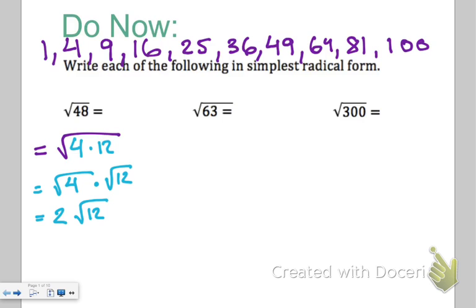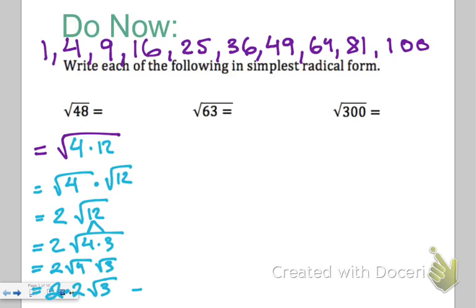So we have the 2 as our coefficient, and we can rewrite 12 as the product of 4 times 3. So now we're going to have 2 times the square root of 4 times the square root of 3. And again, we can take the square root of 4, so we'll have 2 times 2 times the square root of 3. So our final answer is 4 radical 3, right? And 3 is a prime number. Its only factors are 1 and itself. So the square root of 48 in simplest radical form is 4 radical 3.